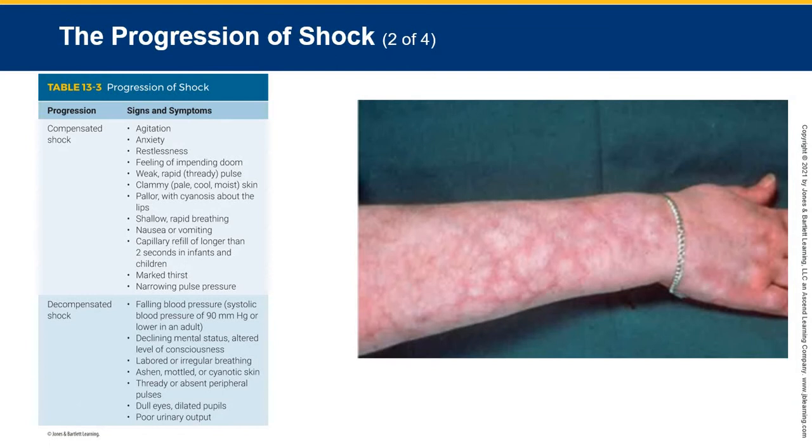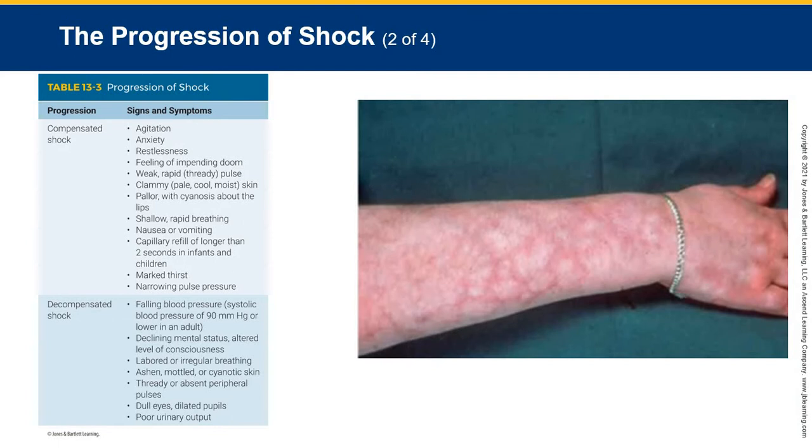Nausea, vomiting is very common. Because of the poor circulation, they're going to have an increased capillary refill that's greater than 2 seconds. Especially in infants and children, they're great people to check capillary refill on. They're going to complain about being thirsty because they're losing volume generally. And then they're going to have a narrowing pulse pressure.